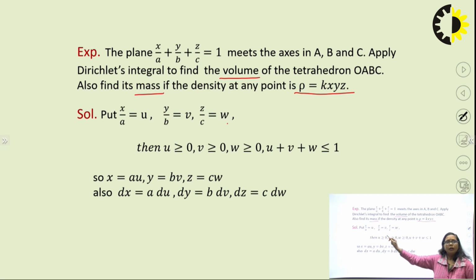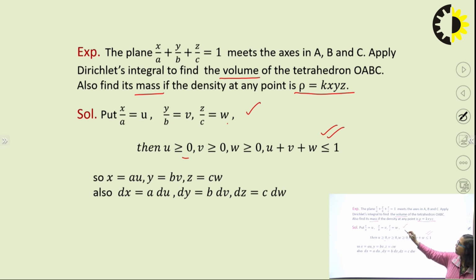Putting these as u, v, and w, what we get as the domain is: u is greater than or equal to 0, v greater than or equal to 0, w greater than or equal to 0, and u plus v plus w less than or equal to 1. Which is the required condition, the required positive octant for the application of the Dirichlet integral. So by putting these substitutions, we are able to convert this to a domain on which we can apply the Dirichlet integral.